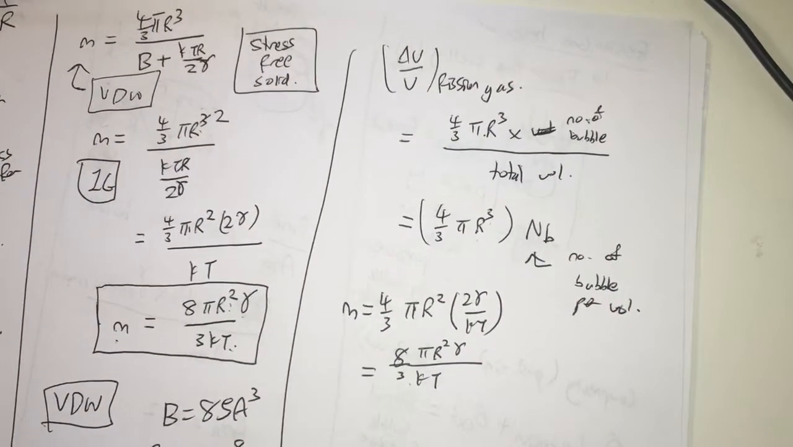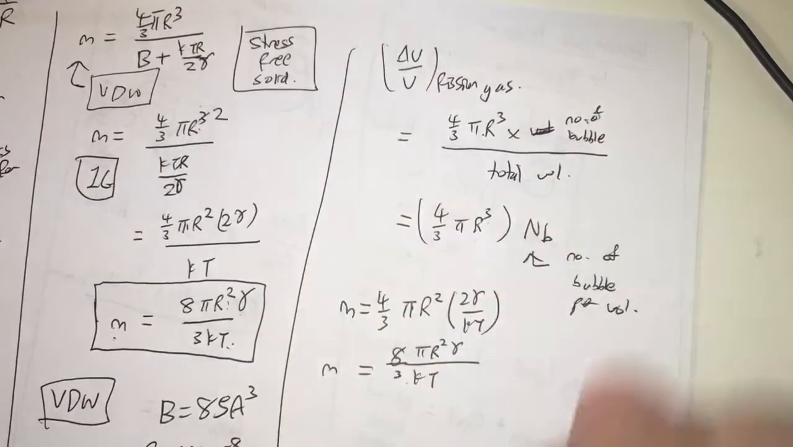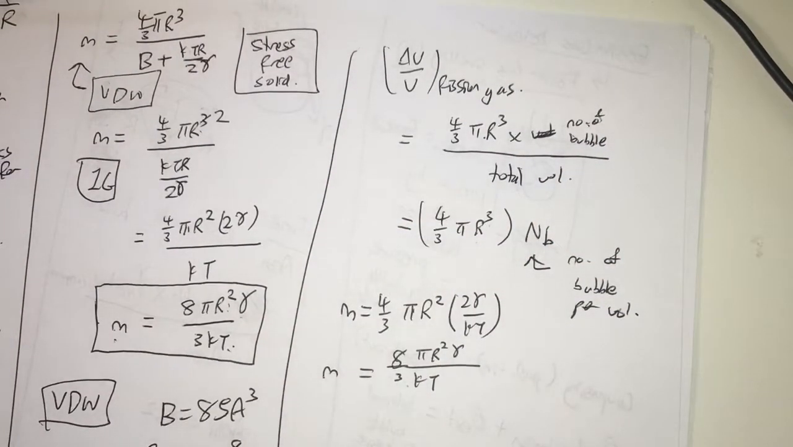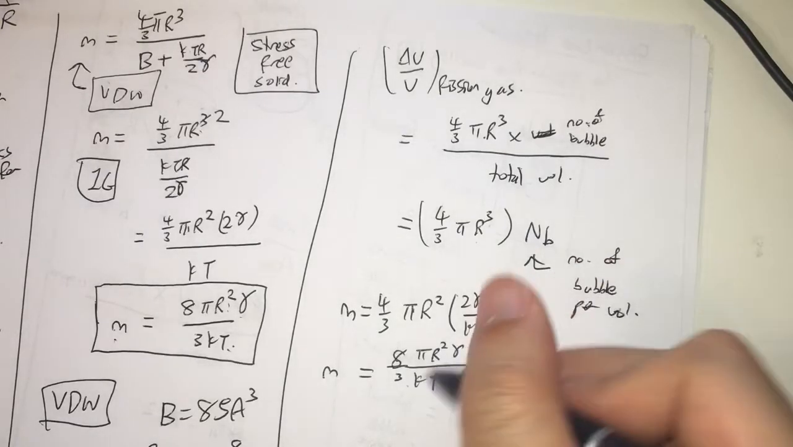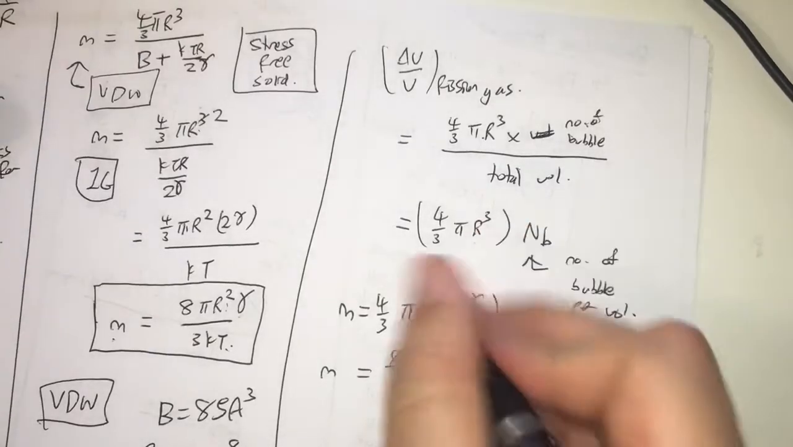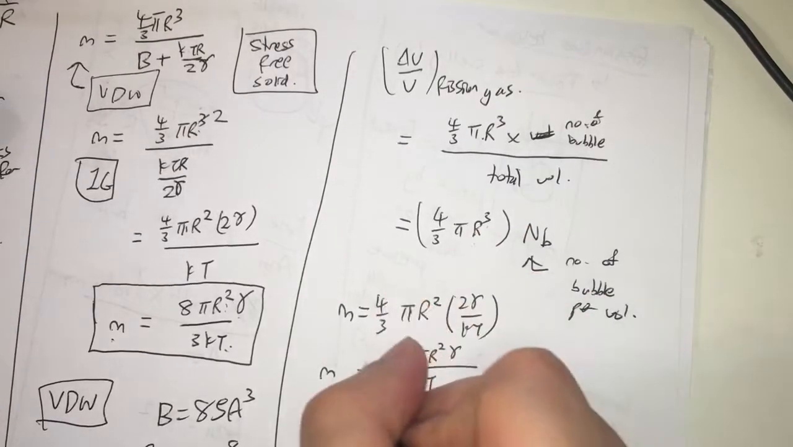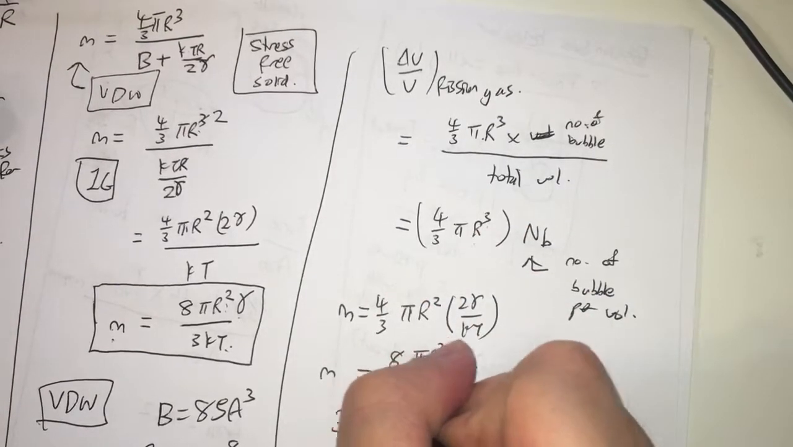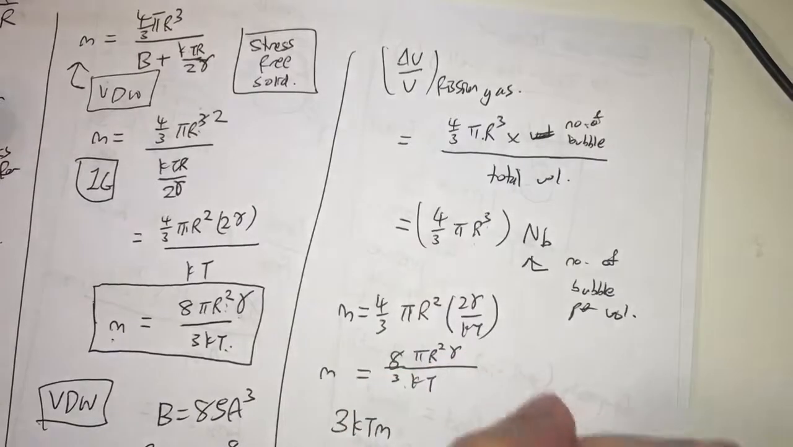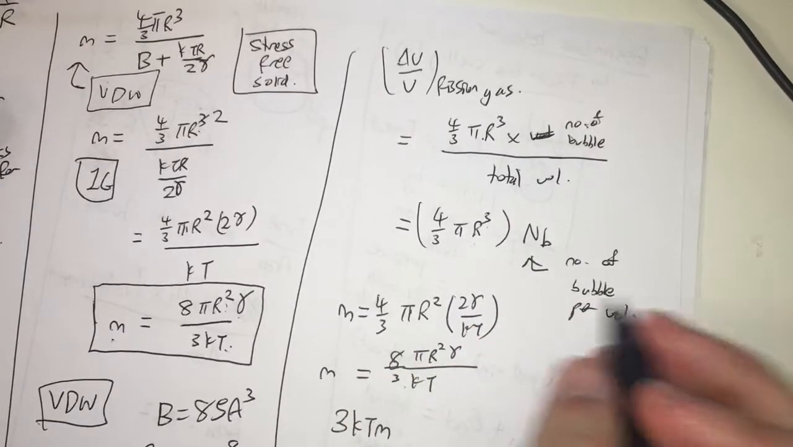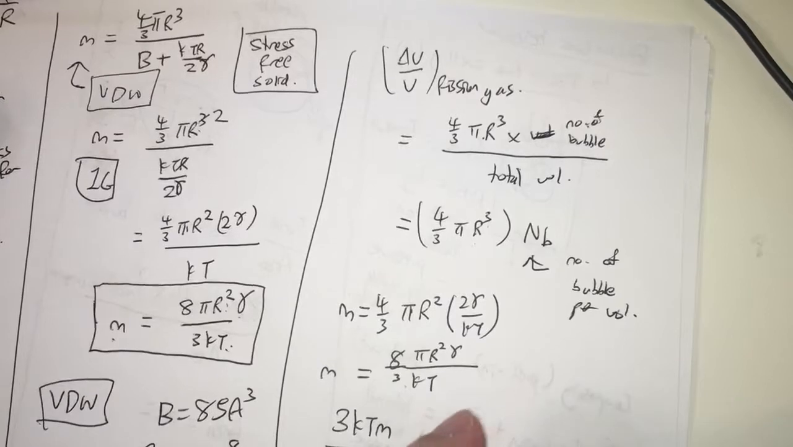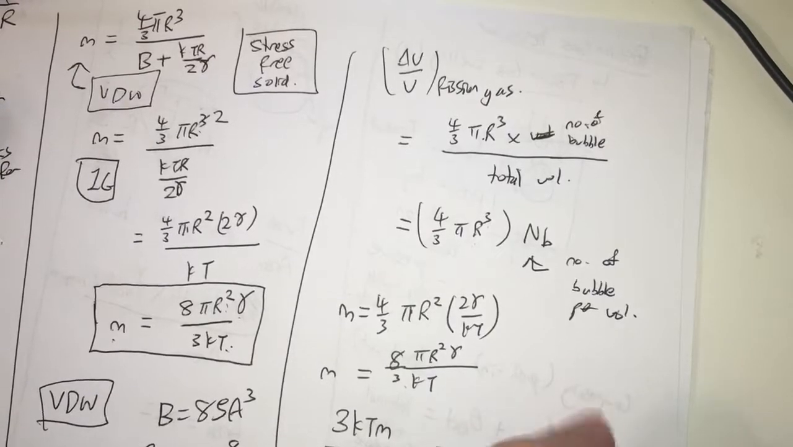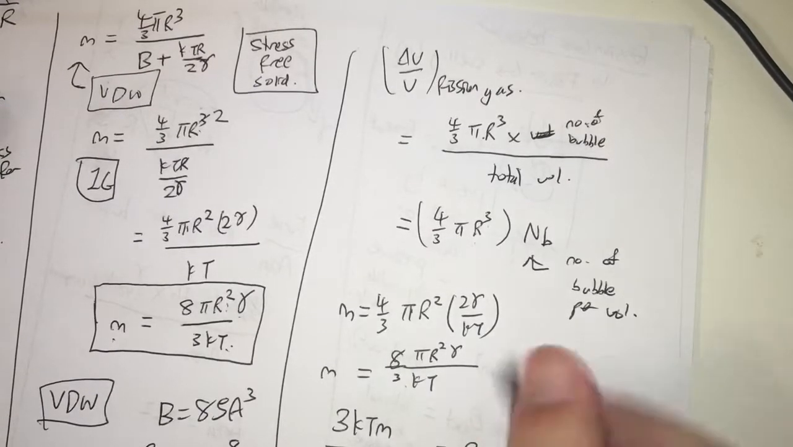Okay, so that is what we have. So now we need to make r the subject. So I'm going to shift some terms over. 3kT goes on top, and I'm going to put 8 pi gamma at the bottom, and that will be equal to r squared.